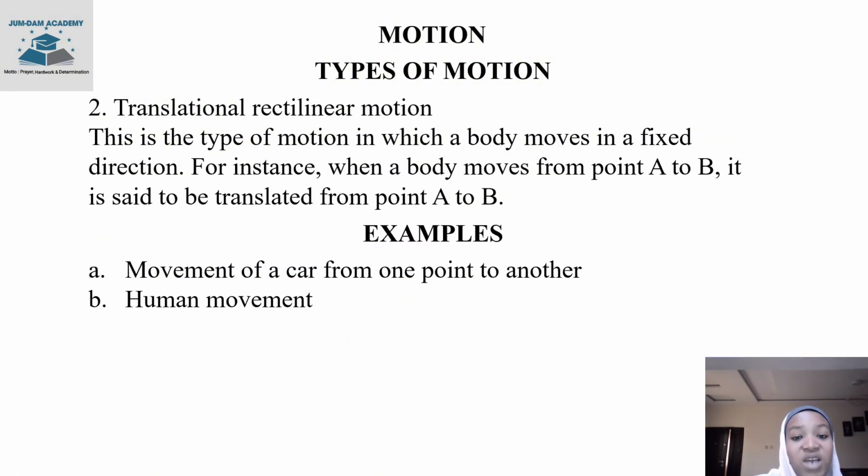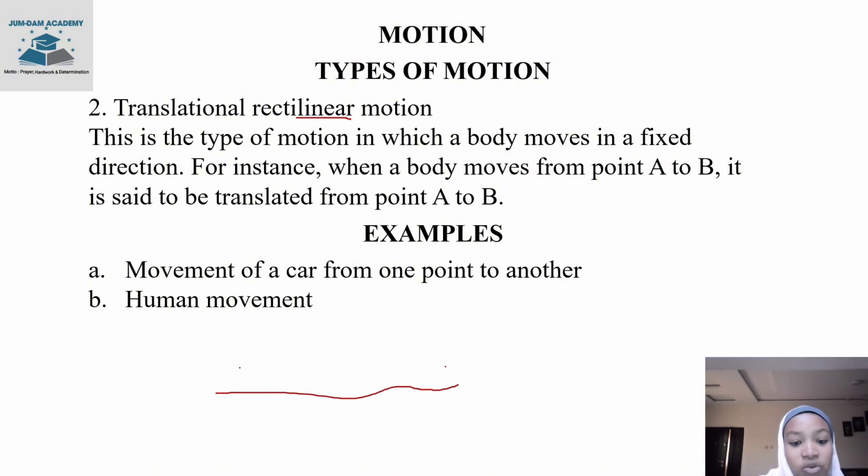Then we have another type of motion called translational rectilinear motion. That is the type of motion in which a body moves in a fixed direction. It is also called linear motion when you are moving in one direction from point A to point B. For example, movement of a car from one point to another. Assume this is a road. Just assume it's a straight line.